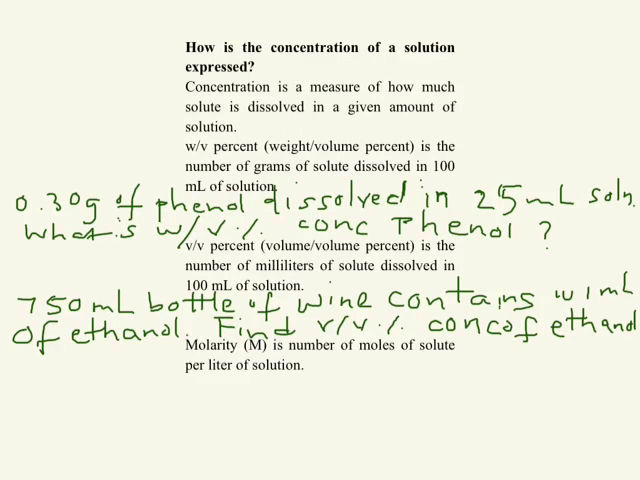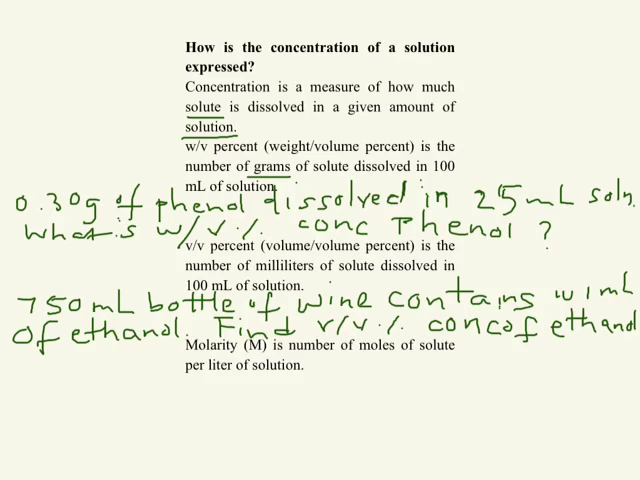There are different ways to express the concentration of solutions. And what is a concentration? It's a measure of how much solute is dissolved in a given amount of solution. The first is weight by volume percent. Weight by volume percent is the number of grams of solute dissolved in 100 ml of solution.